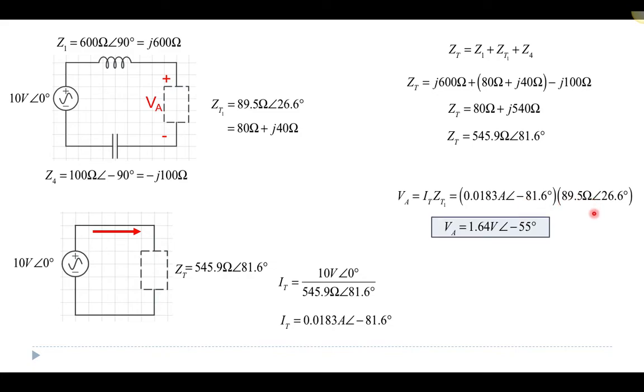I can multiply them together and I get a voltage across that equivalent impedance of 1.64 with a phase angle of minus 55 degrees. So I have basically figured out what the voltage is across my resistor, which is this value here, when it's connected to the 10 volt voltage supply with the current source removed.